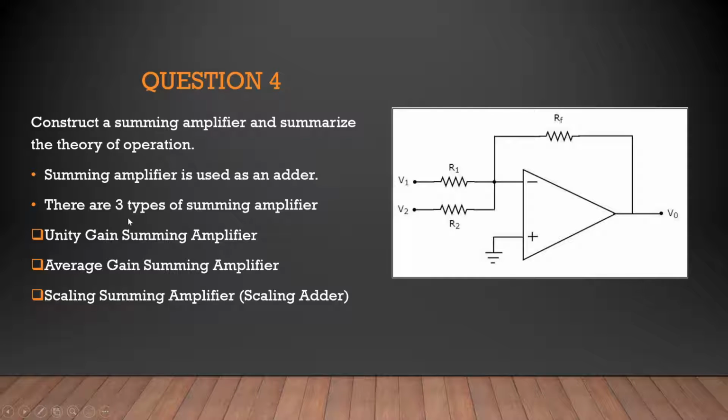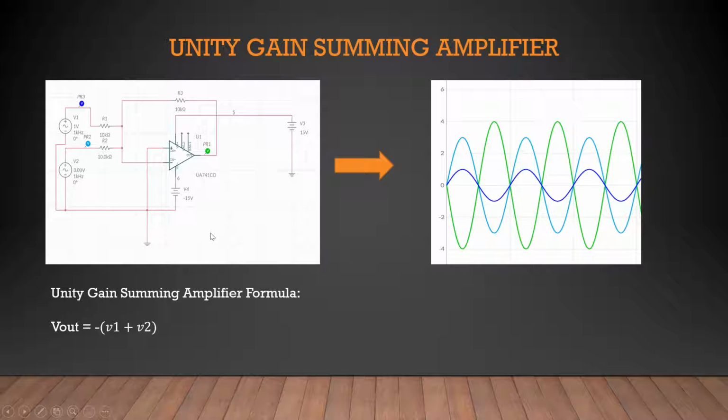There are three types of summing amplifier: unity gain, average gain, and scaling summing amplifier, which is also known as a scaling adder. Unity gain summing amplifier is simple. We have RF with 10 kilo ohm, and R1 and R2 are also 10 kilo ohm. So we can assume the gain of the amplifier is -1 because the value of RF and the other resistors are the same. So the gain will be -1. That's why we put negative here.